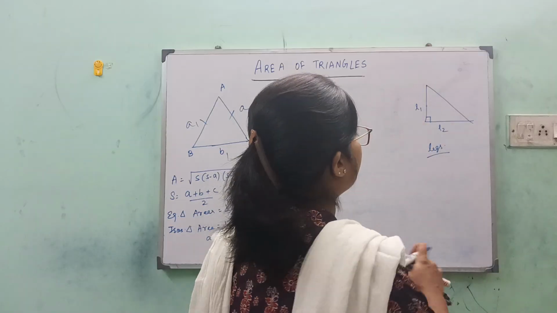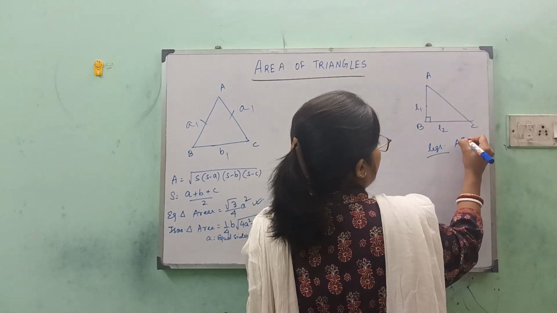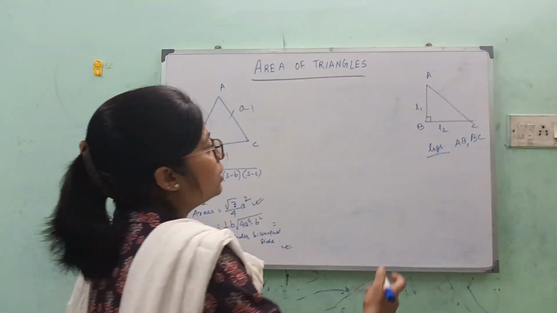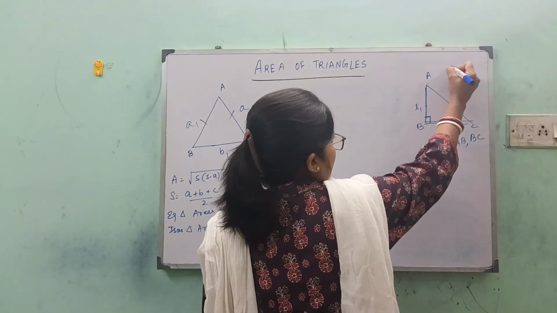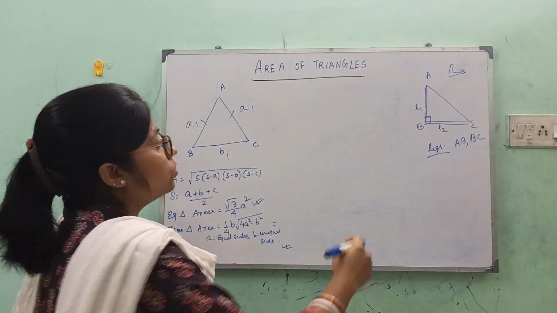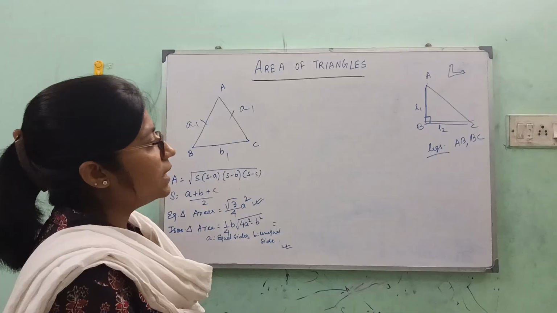So you can see, if I name this as ABC, here you see AB and BC. These two are the legs. Why? Because see, it's in the shape of a leg. Okay, so this is a leg. This is your leg. So this is in the shape of a leg. That's why they are called the legs of a right angle triangle.